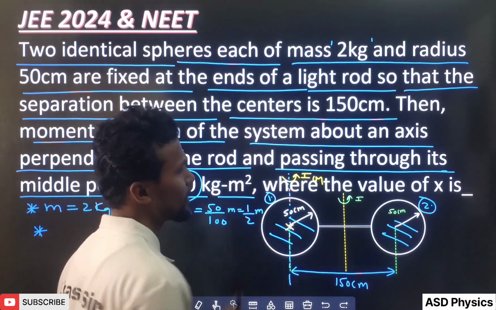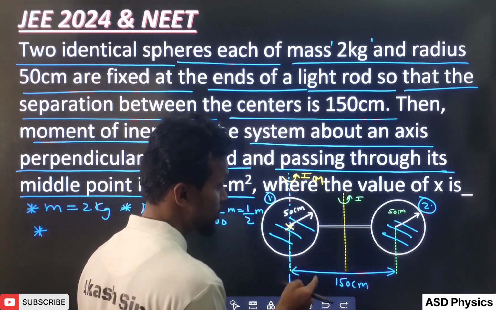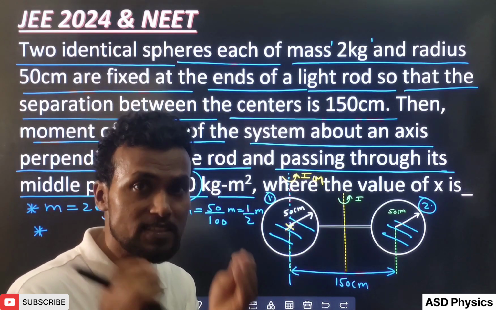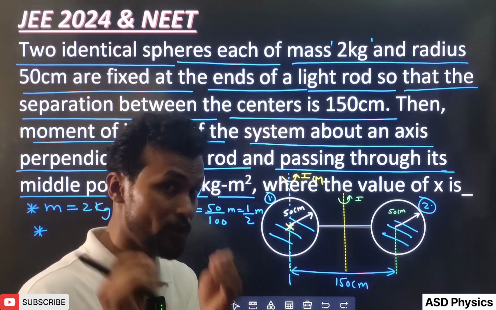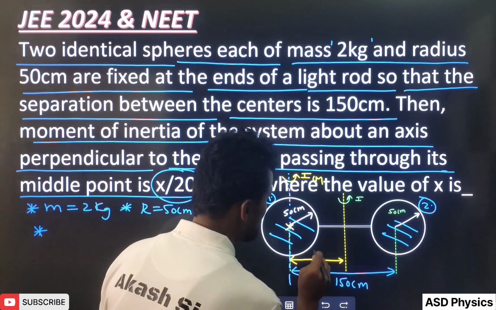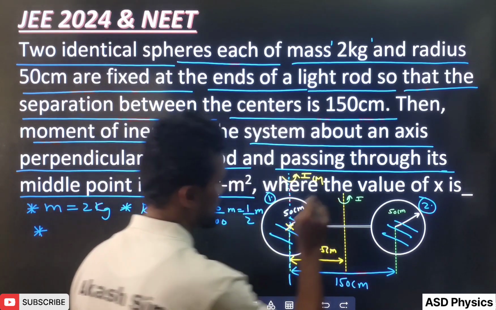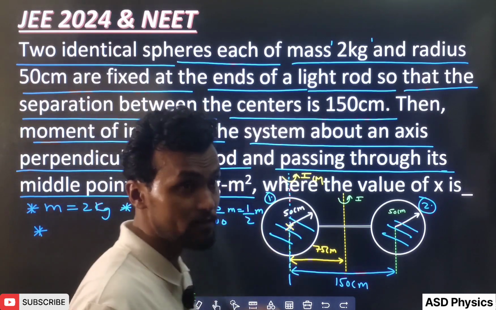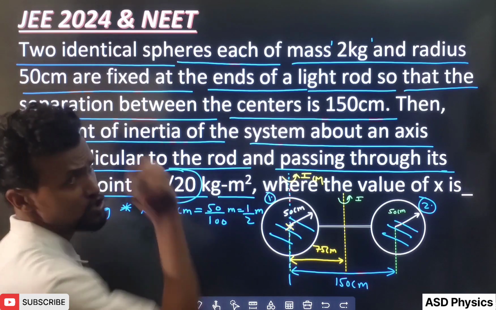Now if I want to know the moment of inertia of this sphere about this axis, you can see students, both these axes are parallel to each other. That means the parallel axis theorem is valid, and one of the axes is passing through the center of mass. You can see this length is 150 by 2, that means 75 centimeter. Remember that this 75 centimeter we have to convert into meters depending upon the question condition.